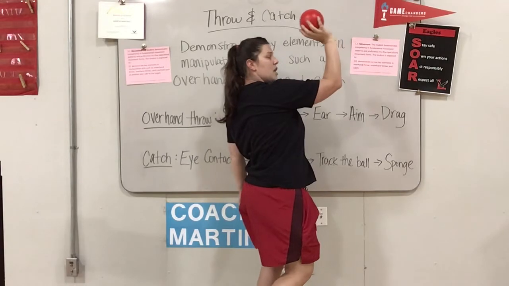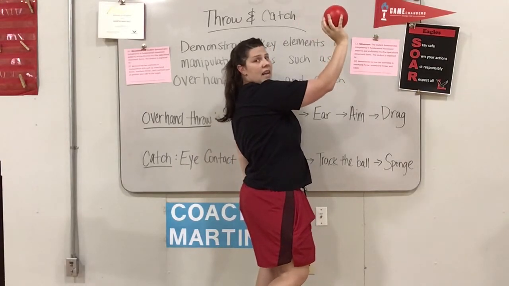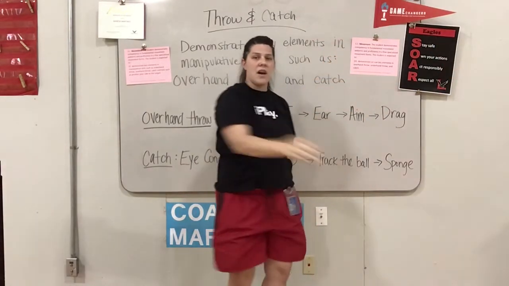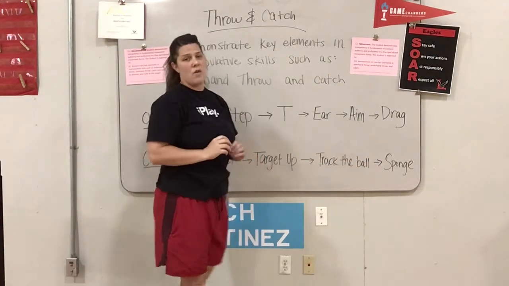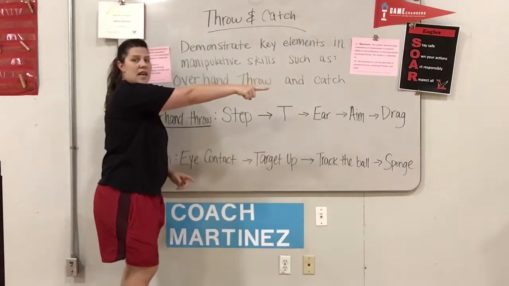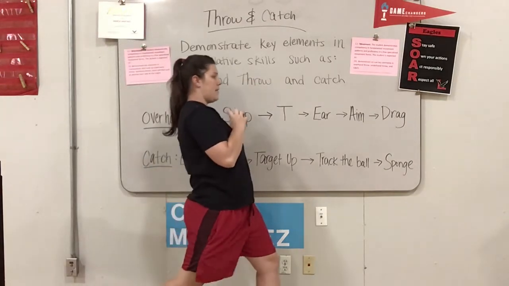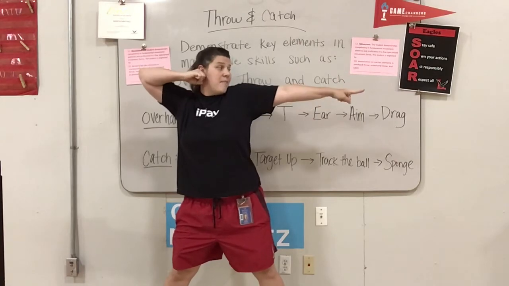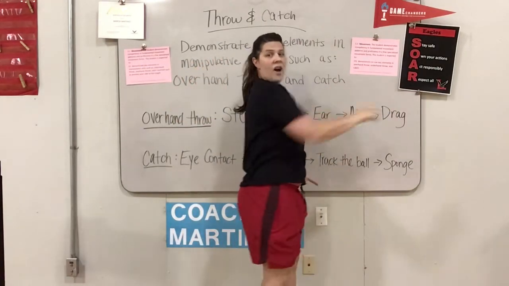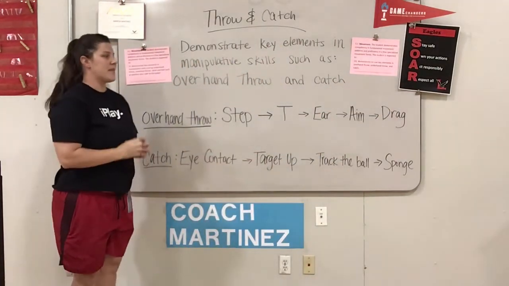As you bring it forward, you'll release or let go of it, and then your arm will keep coming through. It's called a follow through. So let me show you without equipment. If my target is over here, step, tee, ear, aim, drag. One more time without equipment.